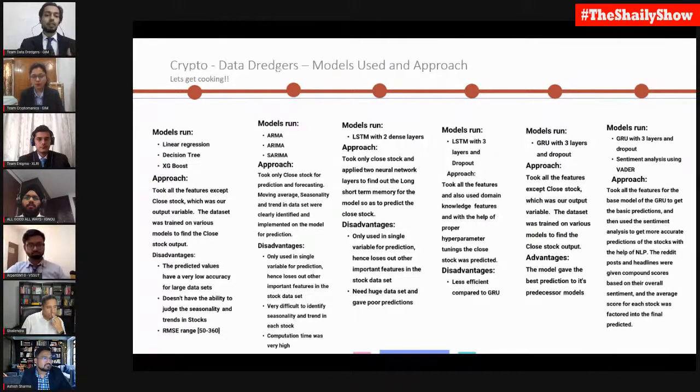We have to make our data stationary, and then we can only include the time series model for our predictions. So ARIMA, these time series models were taking the moving average and seasonality into consideration. And a few of the disadvantages were that it was really time consuming.